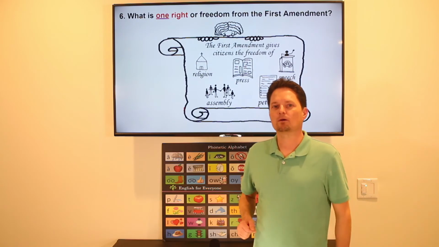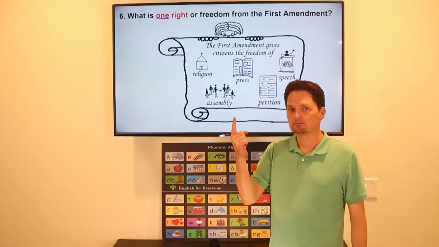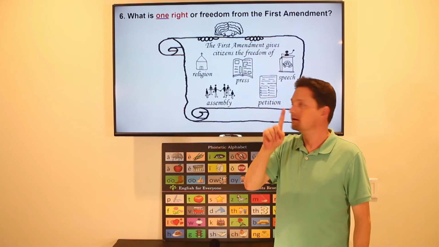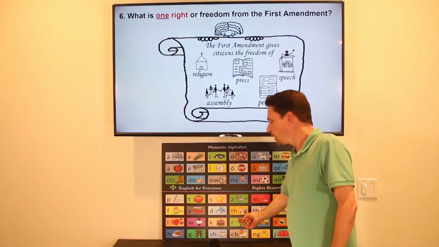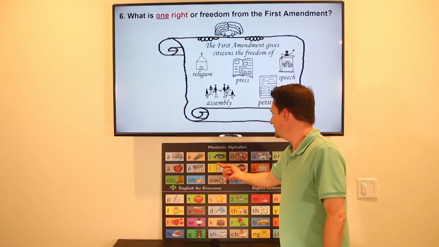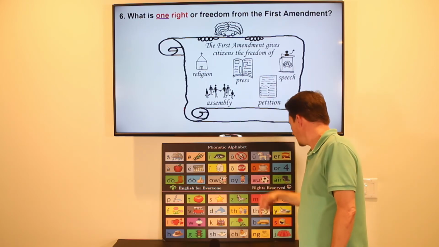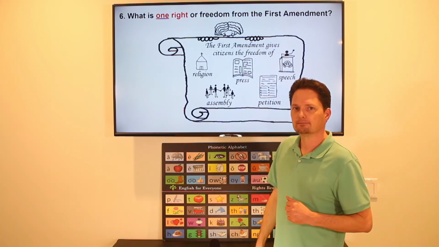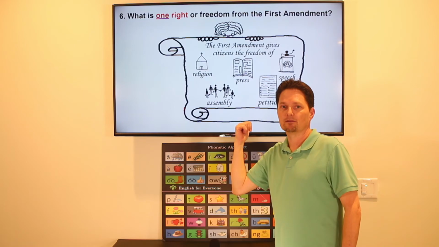Question number 6. What is one right or freedom from the First Amendment? You don't need to know 5. You need to know 1. Religion. Freedom of religion. Pronunciation. Religion, religion. Repeat. So religion is one right from the First Amendment. The freedom of religion.